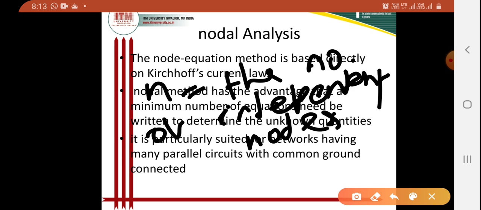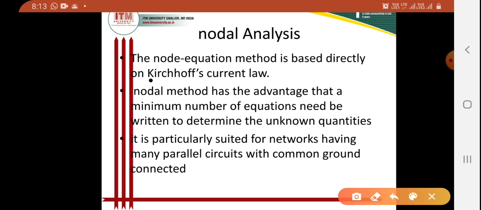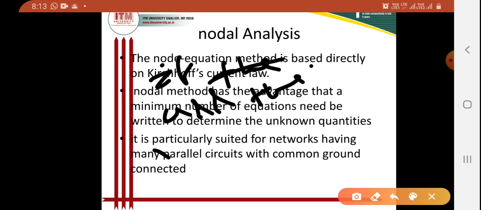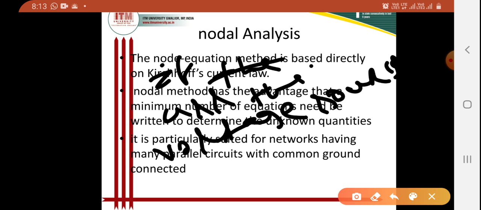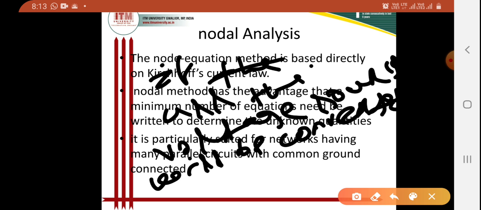When talking about the nodal analysis method, these node equations often become simplified if all the voltage sources are converted into current sources. That means it will be better if all the voltage sources are converted into current sources.